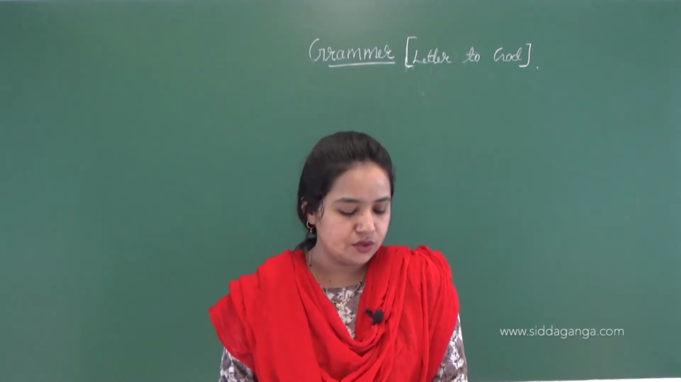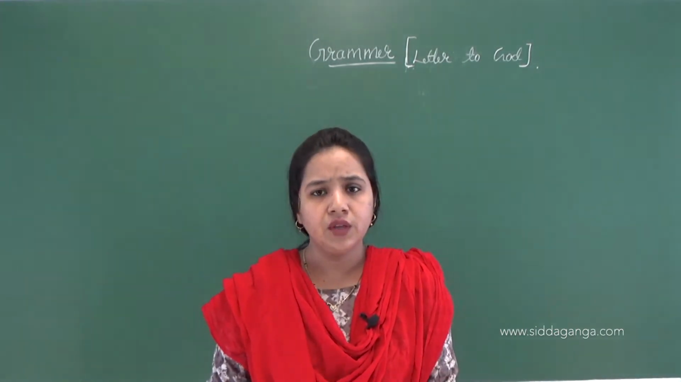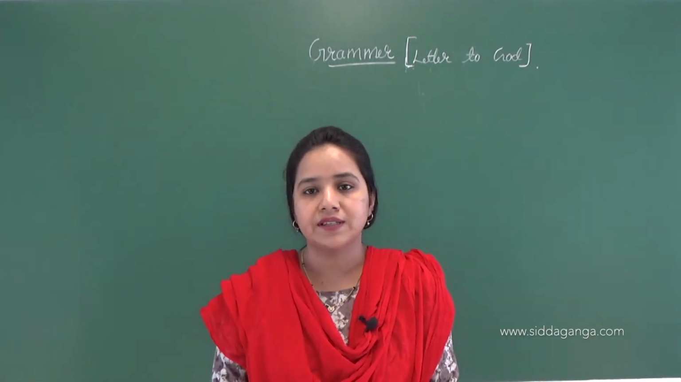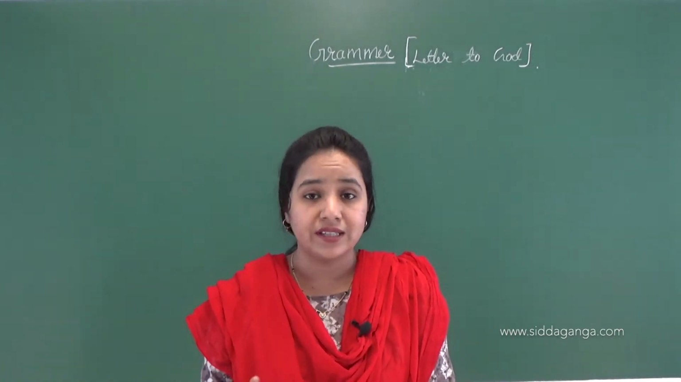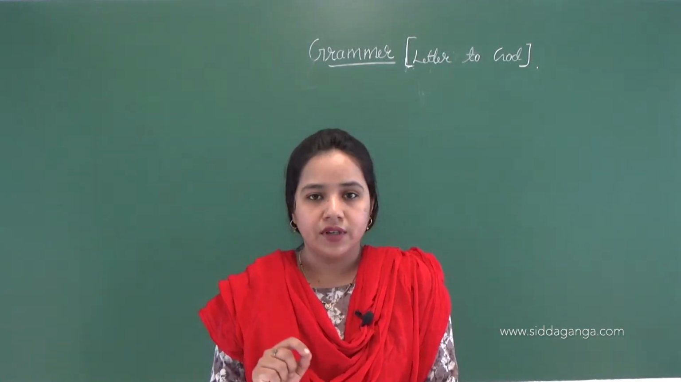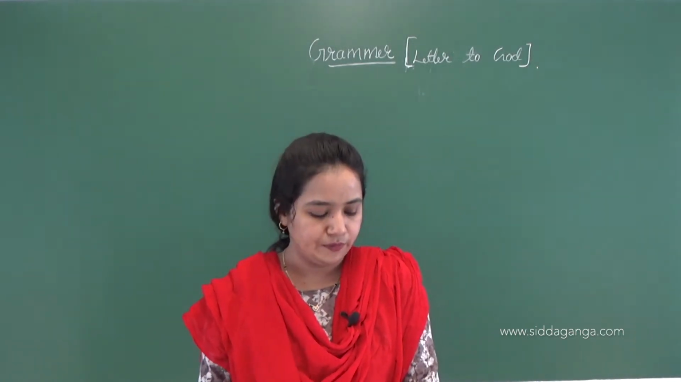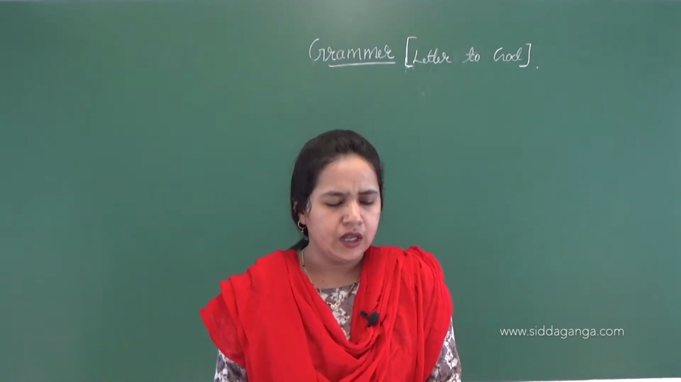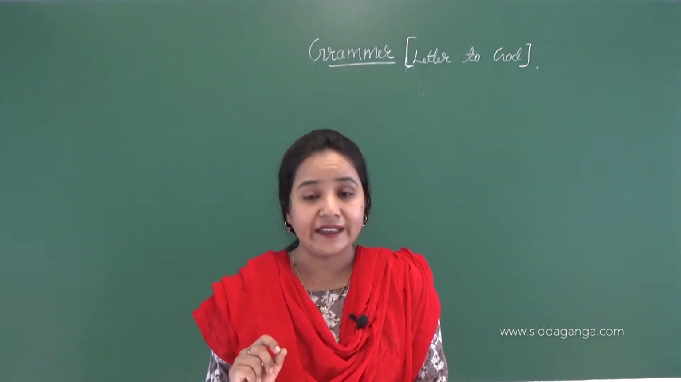A violent tropical storm in which strong winds move in a circle. This storm comes from a tropical region and it moves in a circle. So this is called cyclone. Here some words are missing, so you have to write cyclone. An extremely strong wind, the wind is very strong, so that is called gale.